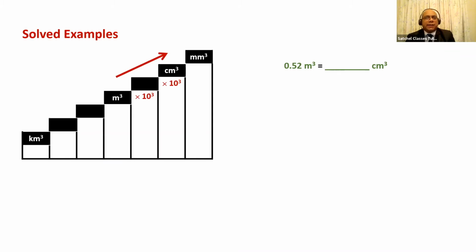Since it's 2 steps up and it's cube units, each step will be 10 cubed. So 2 steps will be 10 to the power 6. You're going up, so you multiply. So your final answer is 520,000 centimeter cube.